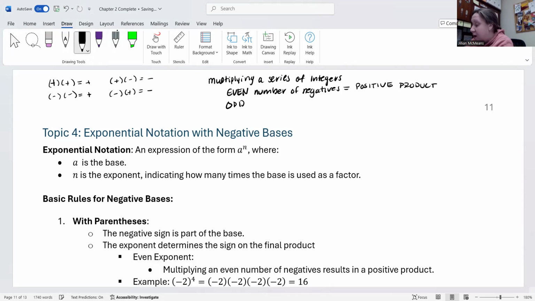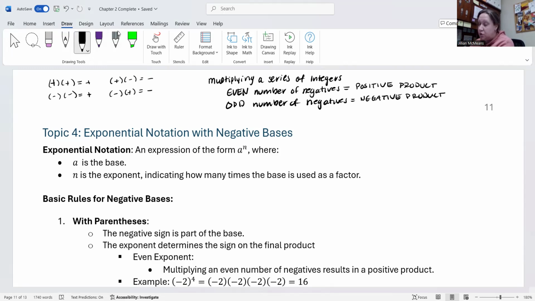However, if you have an odd number of negatives, that's going to give you a negative product. Essentially, each group of two negatives pairs up, but then there's always going to be that one leftover negative that makes the whole thing negative, okay? So let's go ahead and dive into exponential notation.